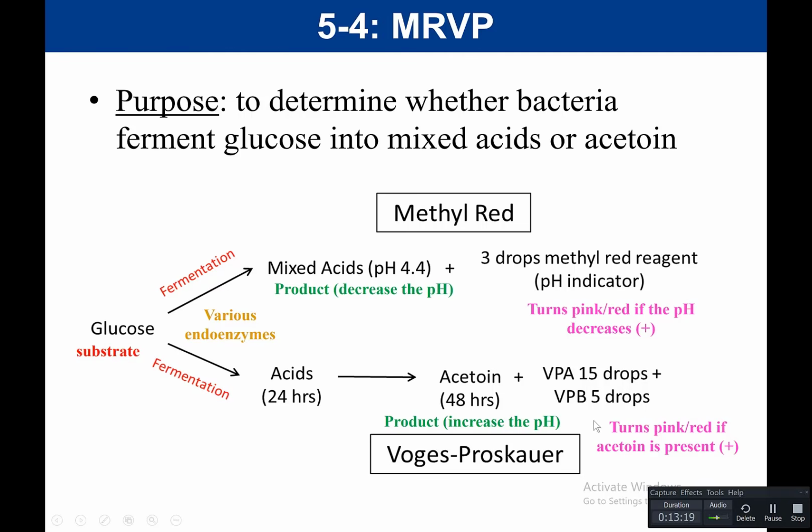And so we add the VP reagents. It's called VPA and VPB. And those reagents will change color, meaning they will turn pink red if acetoin is present. So they will detect the presence of the acetoin. They're not a pH indicator. They are a reagent. It's the VPA reagent and VPB reagent. Again, for the VP test, there is no pH indicator.